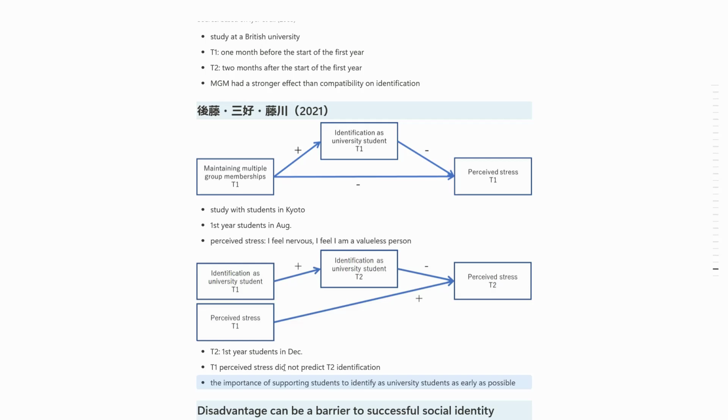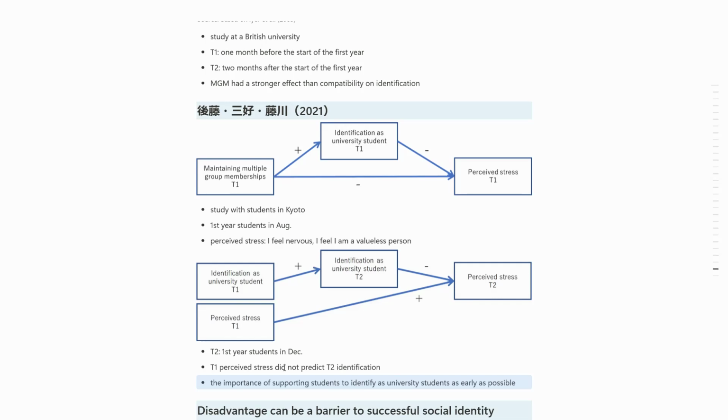I think there are several messages from these studies. One is that the university should really help students to be able to identify as university students. One approach is to help them make new friends. The other approach is to encourage entering students to keep their membership as well as contact with their former groups that they used to belong to. This is because multiple group membership can help students to develop new identification.